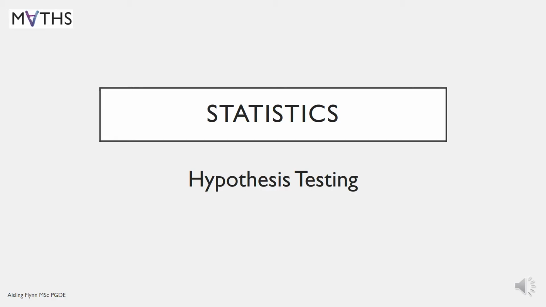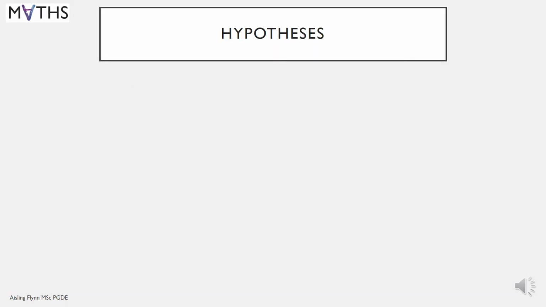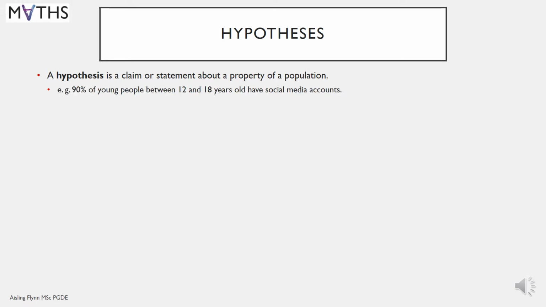This is statistics and it's hypothesis testing. Hypotheses. What are they? A hypothesis is a claim or statement about a property of a population. For example, 90% of young people between 12 and 18 years old have social media accounts. Okay, that's a statement, that's a claim, and it's called a hypothesis.